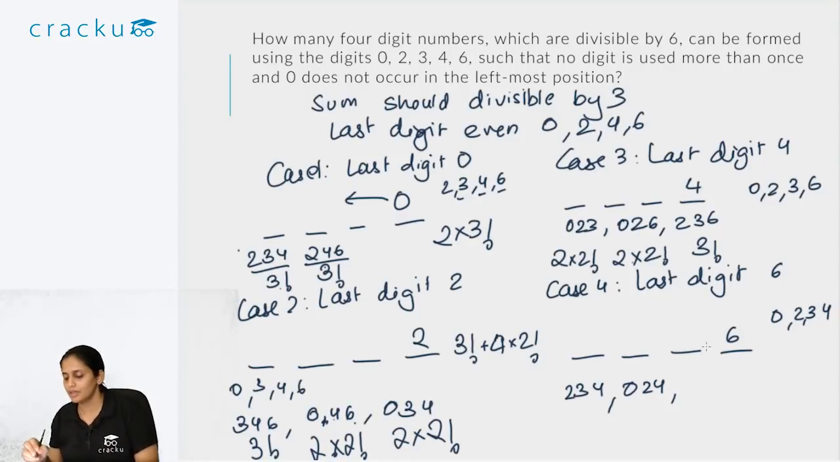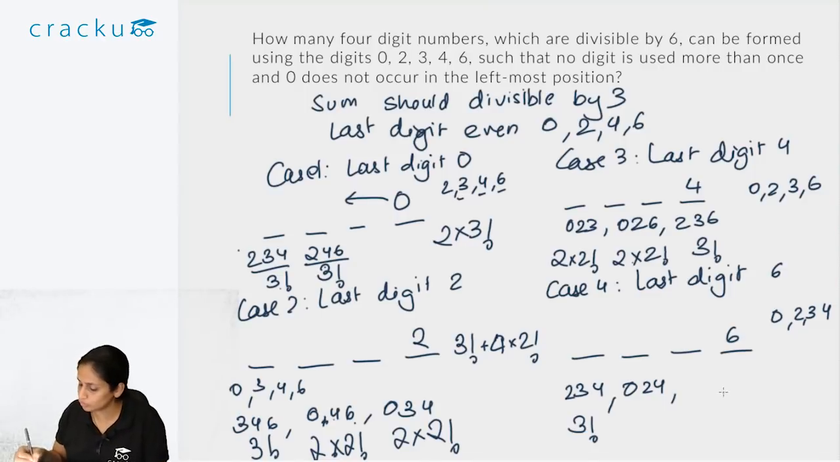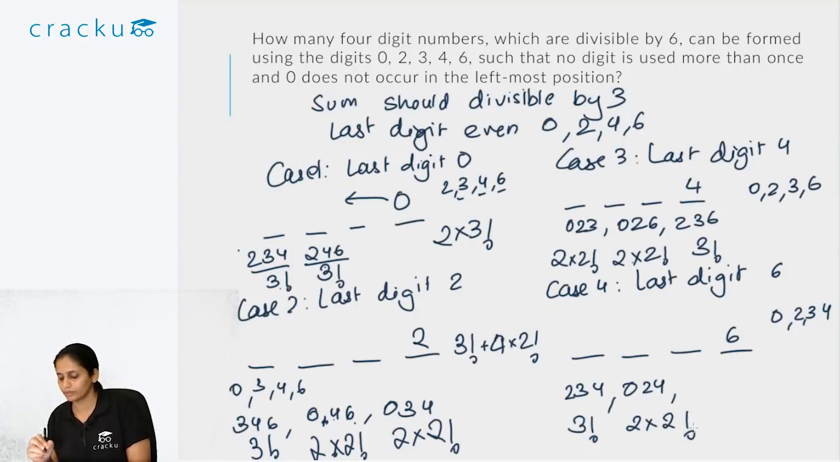is not possible. So in this case, if it is 2, 3, 4, these 3 digits can be arranged among themselves in 3 factorial ways. If it is 0, 2, 4, the first digit can be taken in 2 ways and the remaining digits can be arranged among themselves in 2 factorial ways.